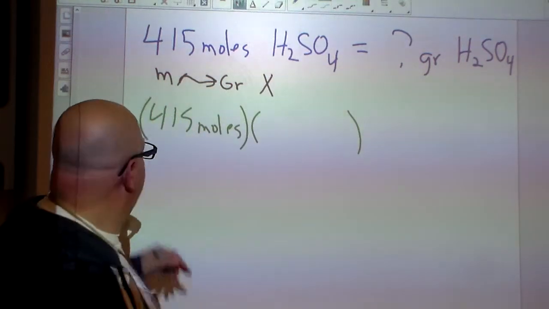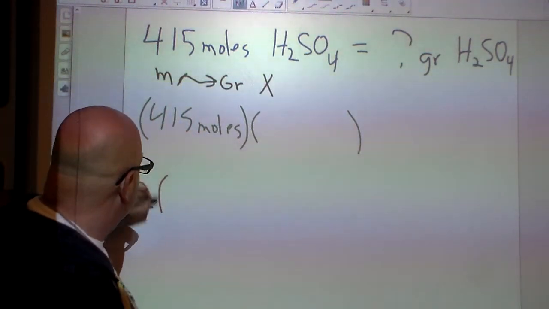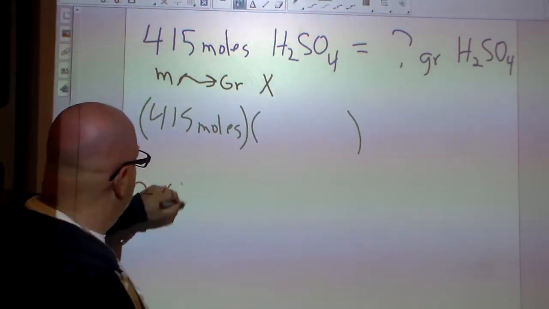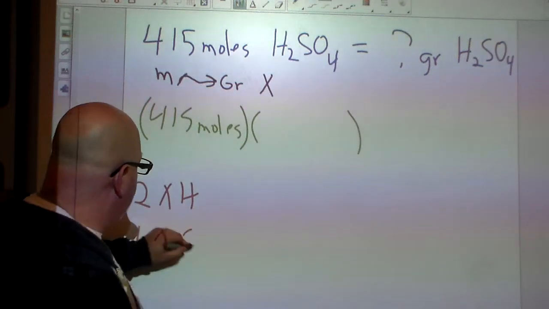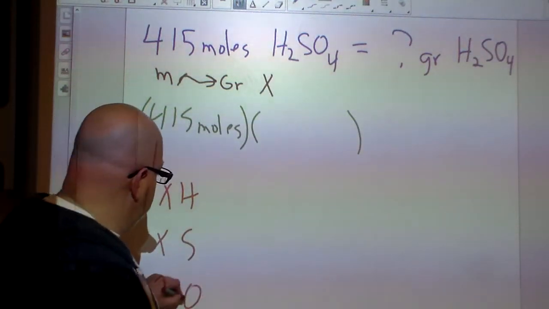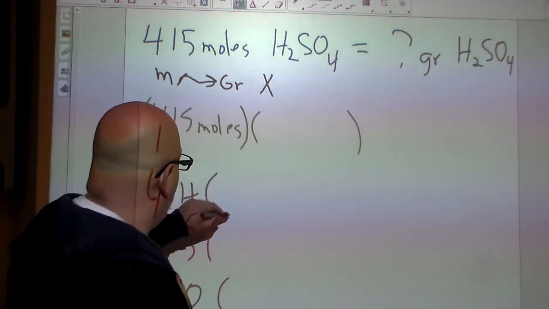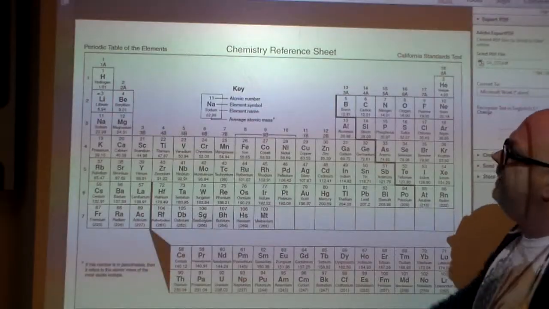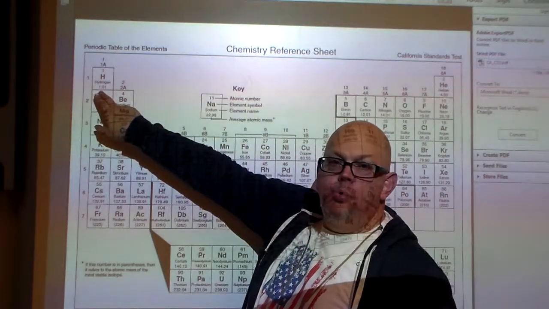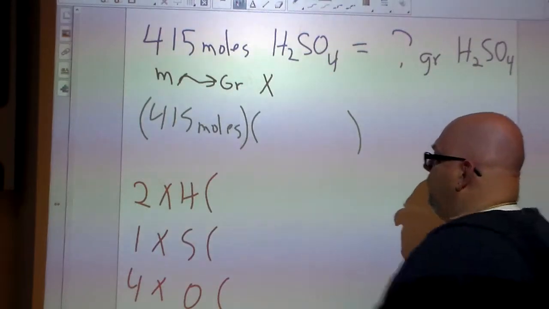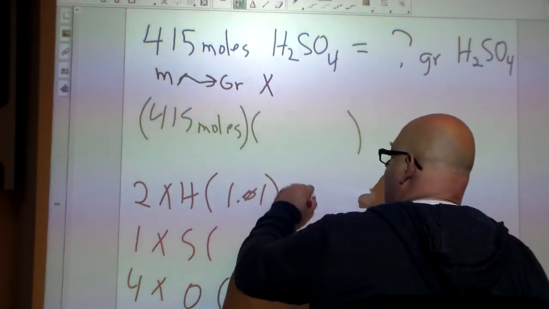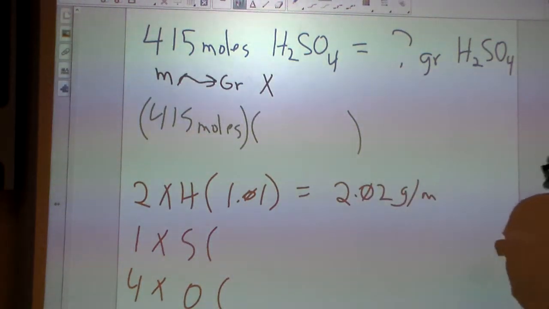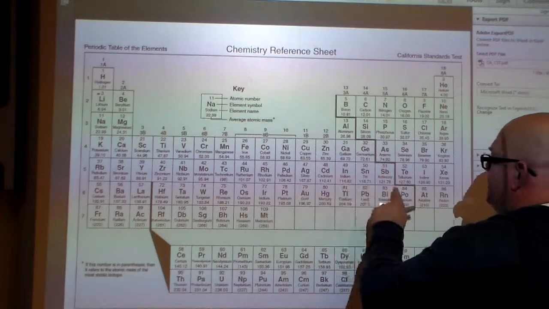So I got H2SO4, so I know I have two H's, one S, and then 4 oxygens. Okay, so I need to write up how many each one is. For the H, I go back to my periodic table, I find 1.01, and that's going to get me 2.02 grams per mole. And then for our S, let's find S.